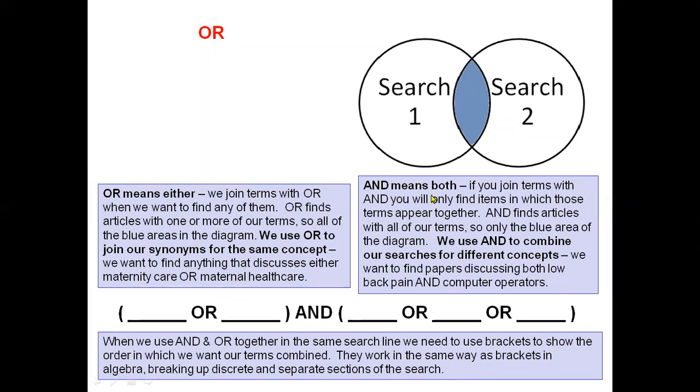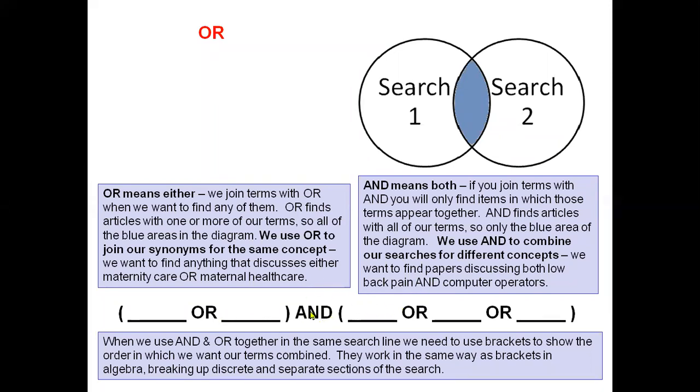If you join terms with AND, you will only find items in which both the terms appear together, as we discussed, and it finds articles with all our terms. So only the blue area of the diagram. We use AND to combine our searches for different concepts. We want to find papers discussing both low back pain and computer operators. So this is the strategy: we can combine both sets with AND.